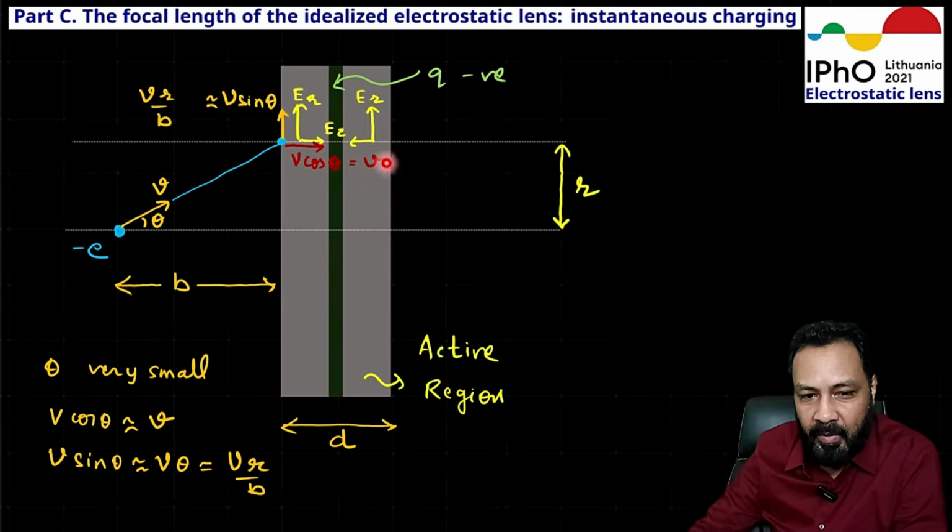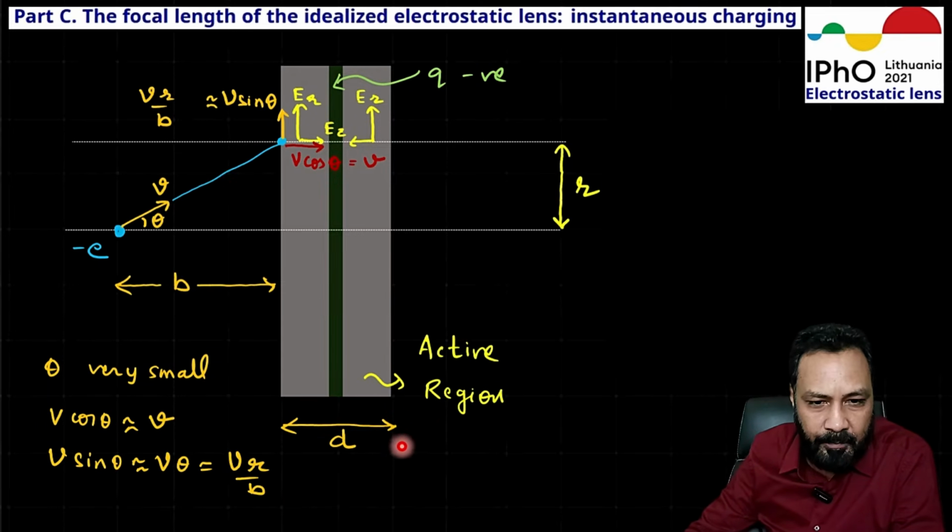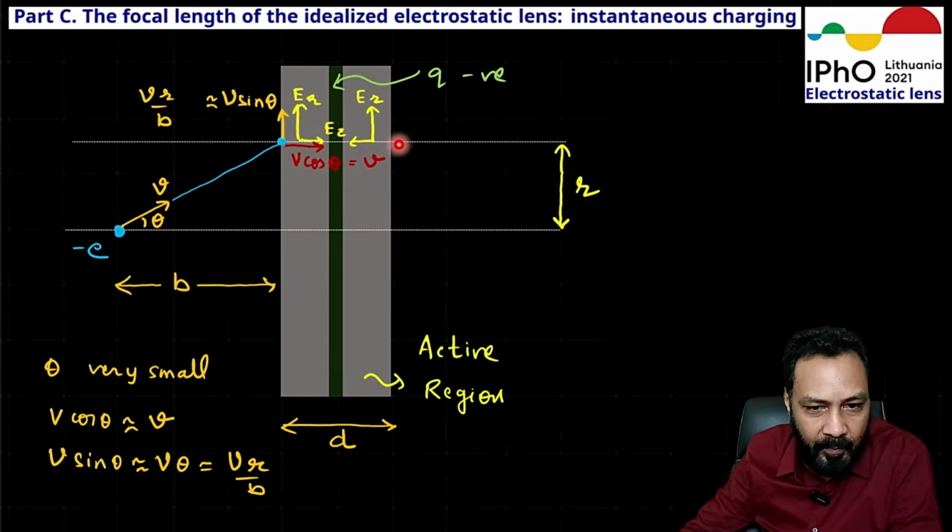And now in the same very narrow active region, Ez's effect from here to here would be neutralized, so there will not be any change in the z component of velocity on leaving the active region.